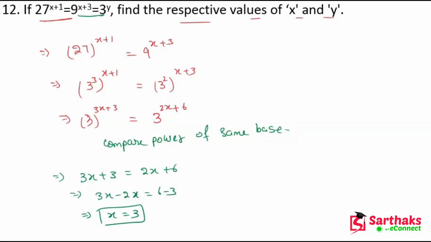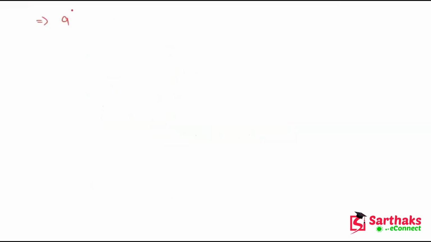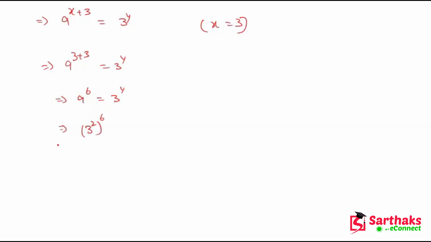Now we take 9 raised to power x plus 3 is equal to 3 raised to power y. Now here we know that x is 3, so we can put the value of x. So we get 9 raised to power 3 plus 3, equal to 3 raised to power y. So 9 raised to power 6 is equal to 3 raised to power y. Now we have to make the base the same. So we can write 9 as 3 squared and whole raised to power 6 is equal to 3 raised to power y. So this will become 3 raised to power 12 is equal to 3 raised to power y.